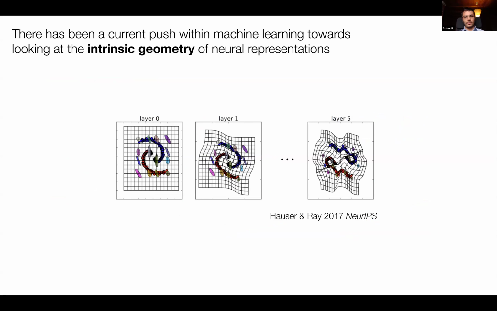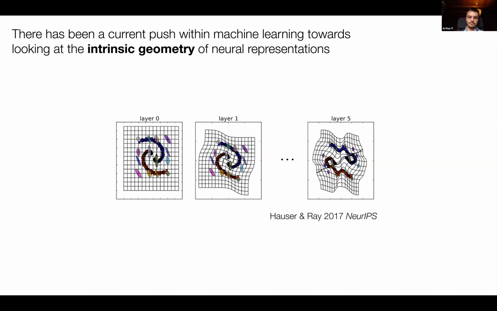So another example that I quite like is somewhat simpler. This is a deep network, but trained on a very simple task where inputs are just two-dimensional. Layer 0 would be the input layer. The task that the network is trained on is to classify the blue and red points, so it's a binary classification task. And what they did was to look at the intrinsic geometry of this manifold, using tools that I will explain later, across the different layers of the network.